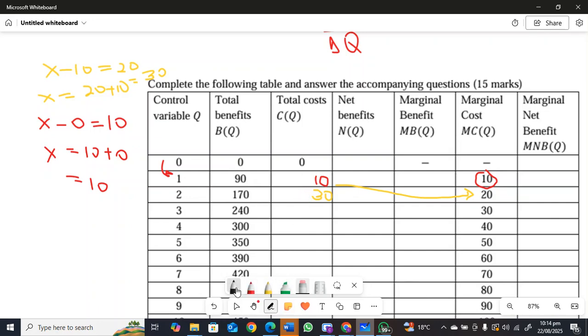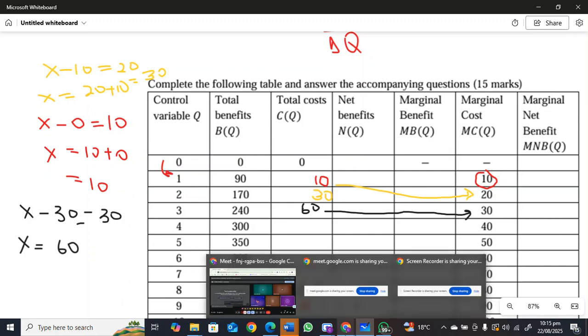To get this total cost x here, you must subtract 30 so that you get this 30. So x minus 30 equals 30. So x equals 30 plus 30, that is 60. So this total cost here is 60. Any questions so far? Madam Marvelous, Madam Walia, Madam Karima, Madam Nicole, any questions so far?